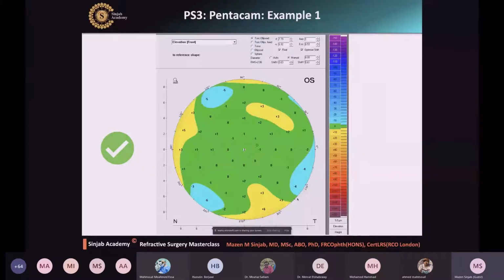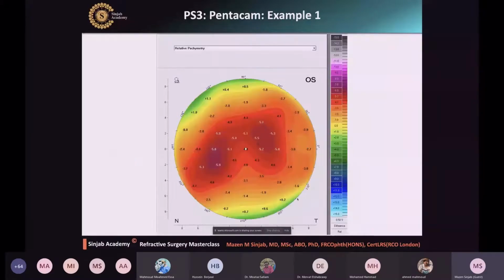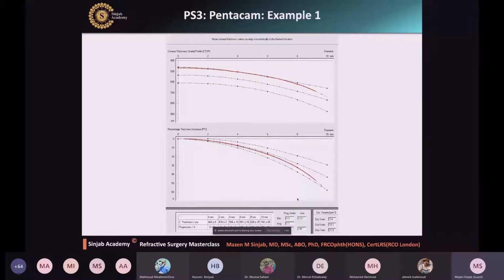And we come to the relative Pachymetry map. Don't look at colors, just look at numbers. These are hot colors, but they mean nothing because we can change the colors by changing the scale. So we look at the numbers. All numbers are more than -8 in algebraic, so they are fine. Then this is the left eye spatial profile, it's fine. And for the average, it is 1.1, which is less than 1.2.